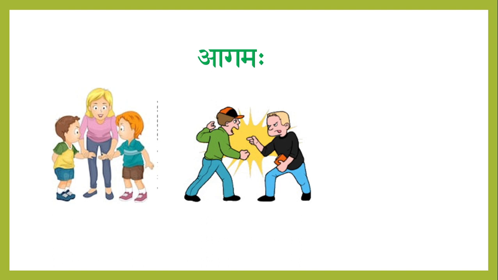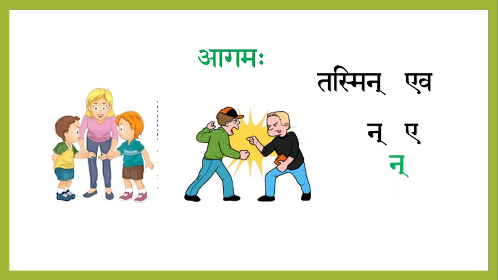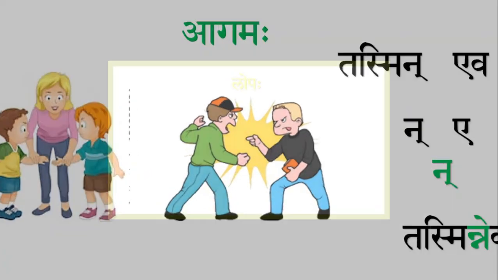Now, let us take an example. Tasmin is the Purvapadam and Eva is the Parapadam. So, Na is the Purvavarnaha and A is the Paravarnaha. The quarrel between these 2 letters invites another letter N, which enters the gap between these 2 words, but doesn't bring about any change in either word. It becomes Tasmin Eva.